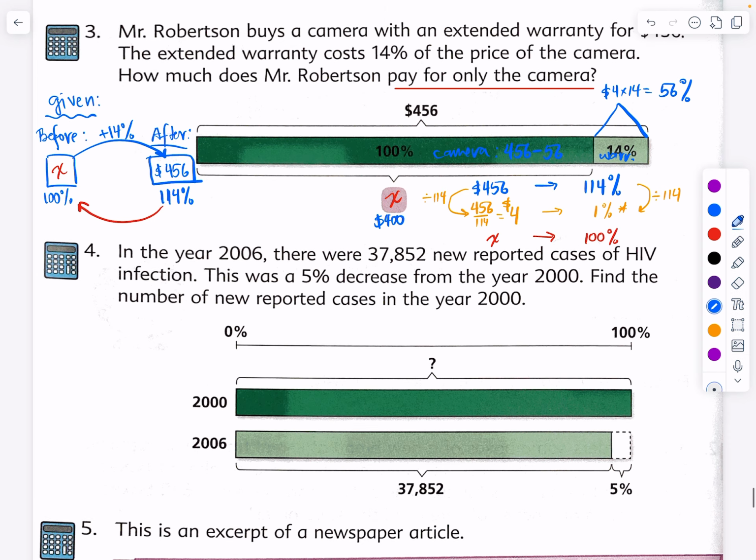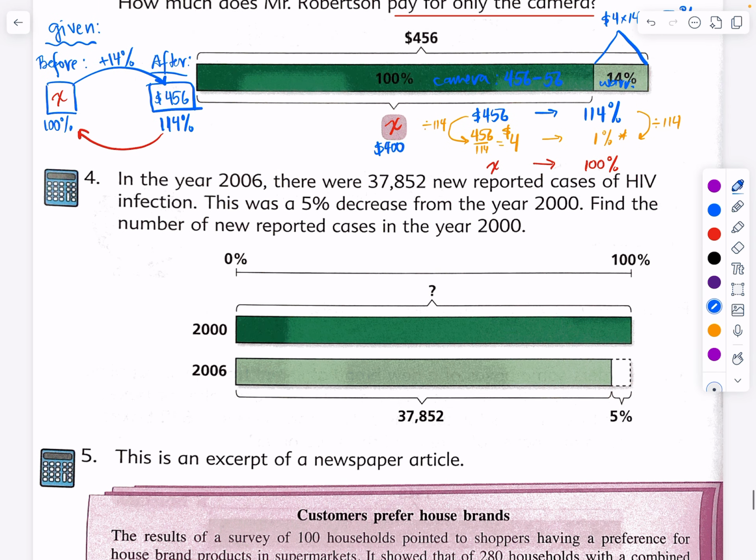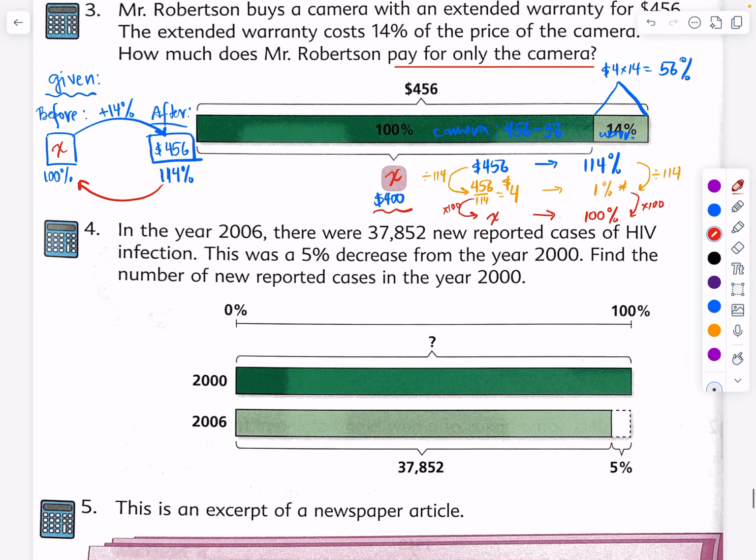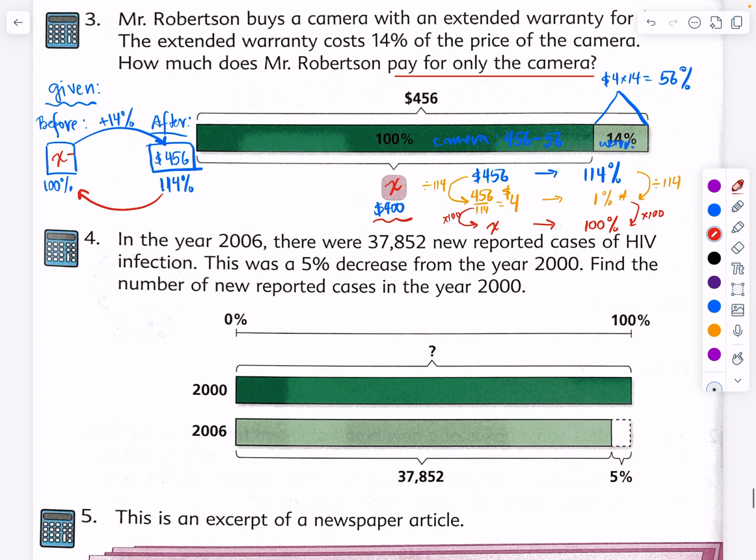Another way to look at it is to say, we found 1% and that's $4. How do we find 100%? Well, we must multiply by 100. What we do to the left, we must do to the right. 4 times 100 is $400. The list price of the camera was $400.